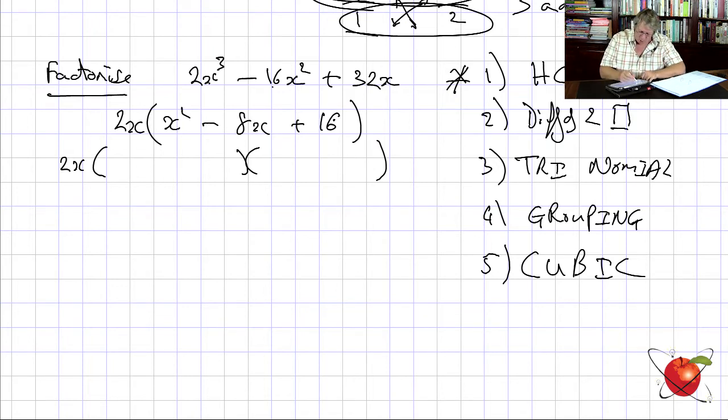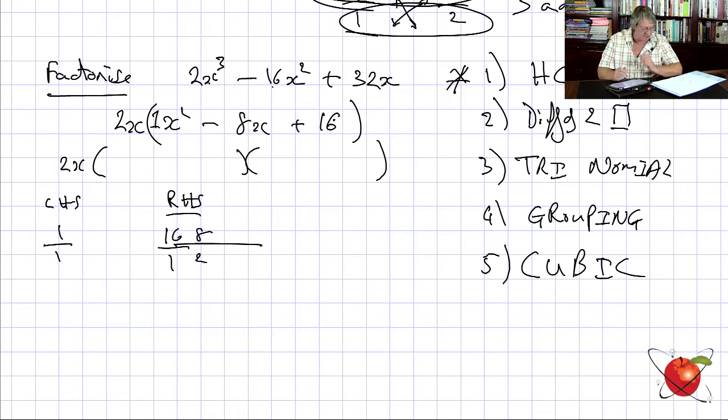So let's look. What are my options? At the front on the left-hand side is a 1 and a 1, because this is a 1. On the right-hand side over here, 16 and 1, and an 8 and a 2. So there are my options for this one, but hold on, what about a 4 and a 4? Can you see those there?